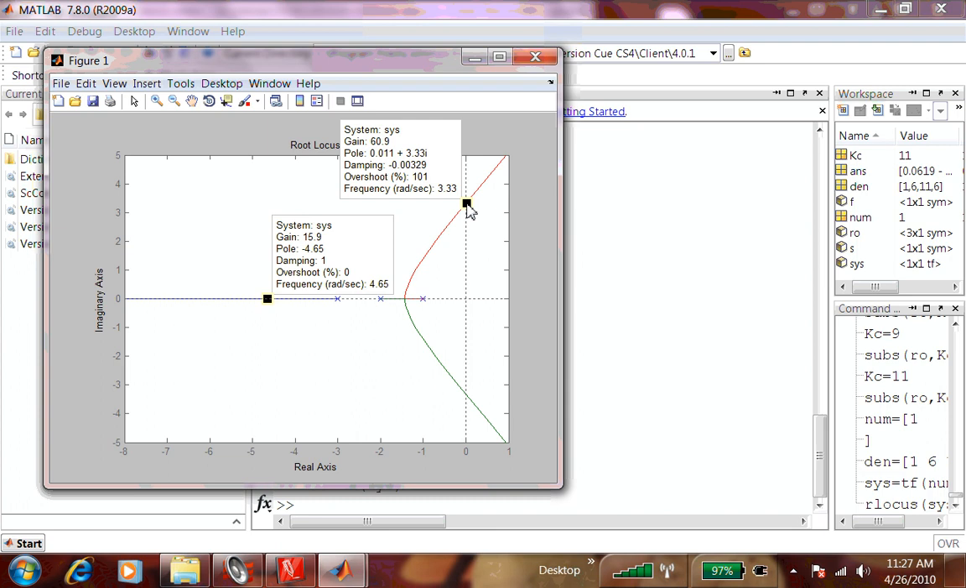I could click right on the border, but this is a very important result because by clicking on the position where it just crosses, I get roughly an idea. The K is somewhere around 60. So that is essentially the idea behind the root locus. And what we want is this particular point, the point where it crosses the imaginary axis.